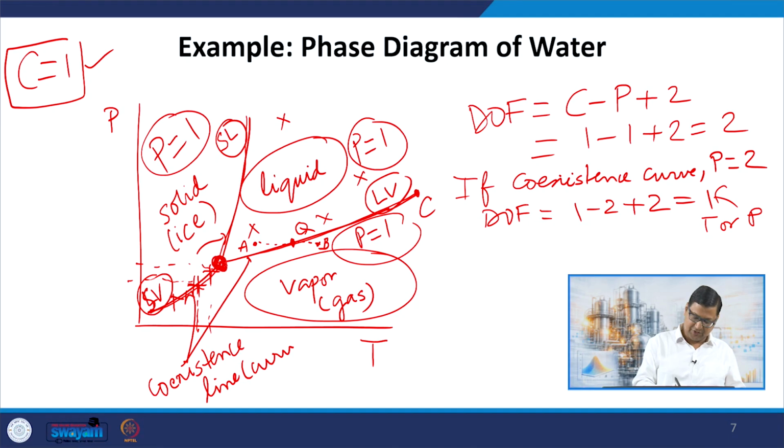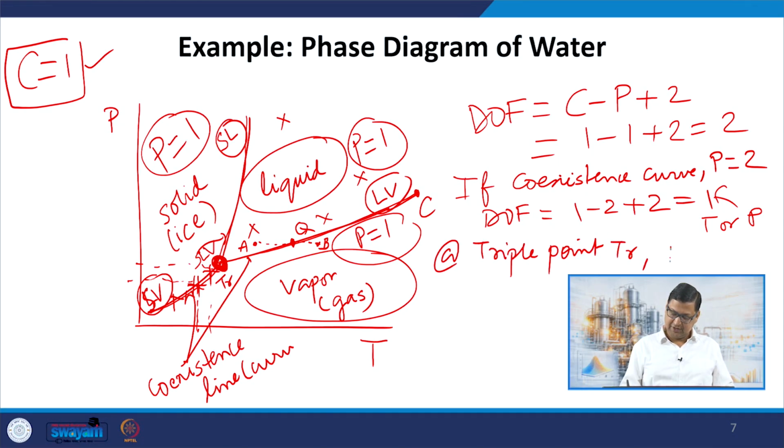So, now we look at this special point where these three curves are meeting. Let me call this point TR. This is called a triple point. At the triple point, we have a coexistence of three phases, because here solid, liquid, gas, three regions are meeting together. At this point, we therefore have SLV. So, at the triple point TR in the curve, we have P is equal to 3. And now, what is the degree of freedom? Degree of freedom is 1 minus 3 plus 2, that is 0.